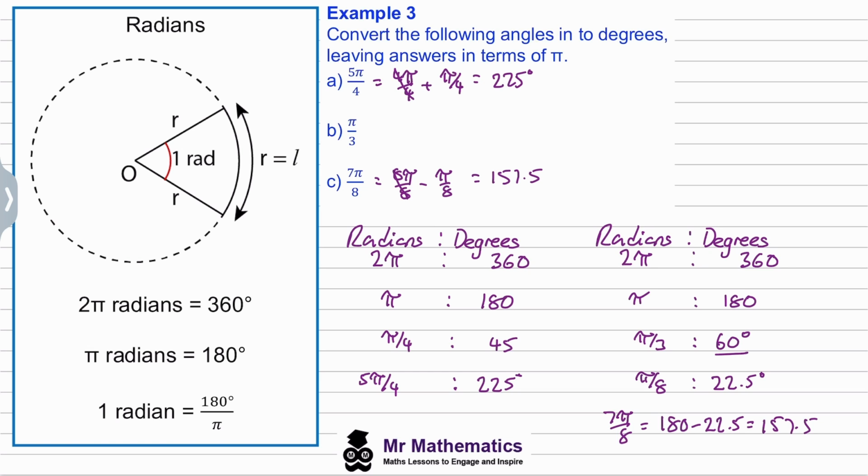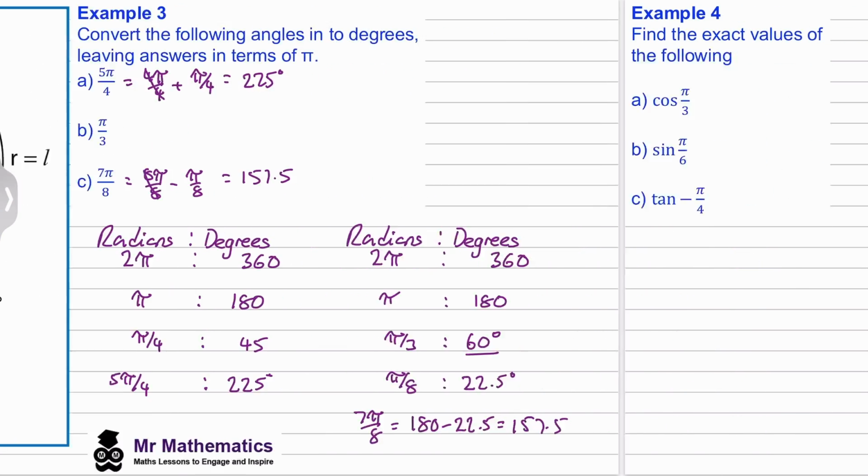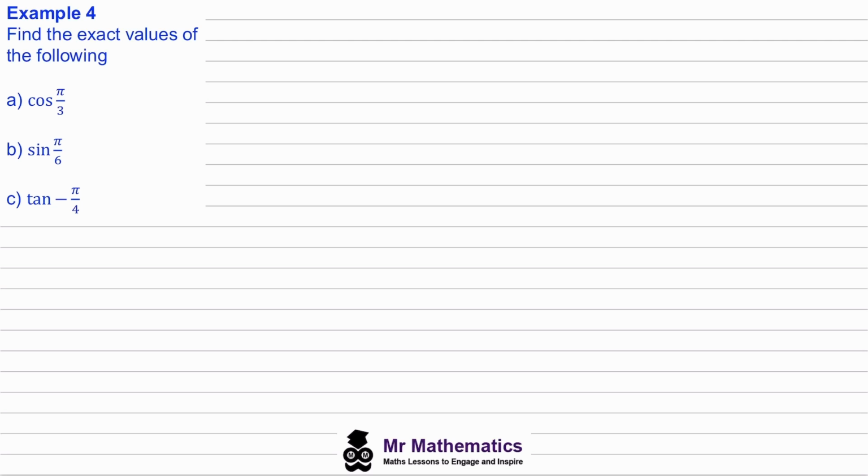So in example 4, we're going to look at calculating with radians. So we need to be able to calculate exactly with radians, just like we can with degrees. And this involves the two special triangles. The first one is the equilateral triangle, where all the angles are 60 degrees, or pi over 3 radians, and the lengths are all 2 units.